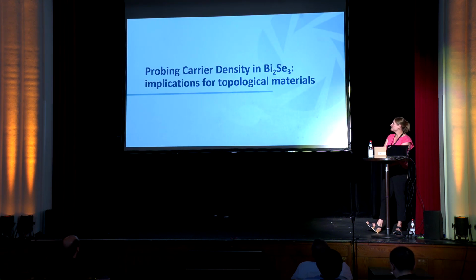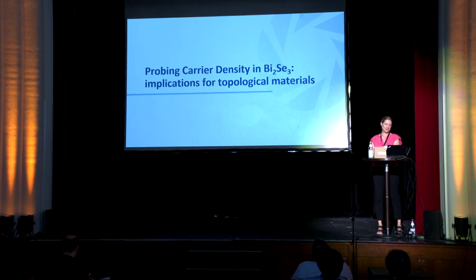So the next one, I'm going to move on to a topological material. So bismuth selenide is of great interest because of its potential as a topological insulator. But a lot of the challenges that come in fabricating useful samples in this particular system come from localized defects. So if you get any kind of carrier conduction in these systems, it completely destroys the topological properties.